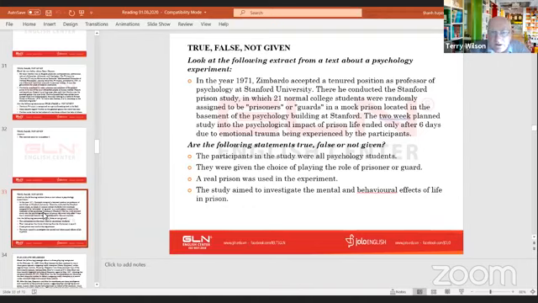And finally, the study aimed to investigate the mental and behavioural effects of life in prison. And if we look at the final sentence, the 2-week planned study into the psychological impact of prison life. So the psychological impact of prison life is a synonym of investigate the mental and behavioural effects. So statement 4 is true.